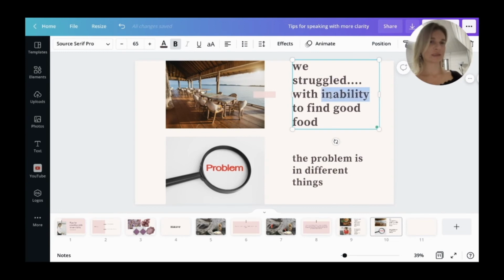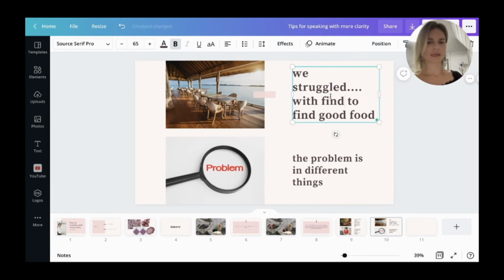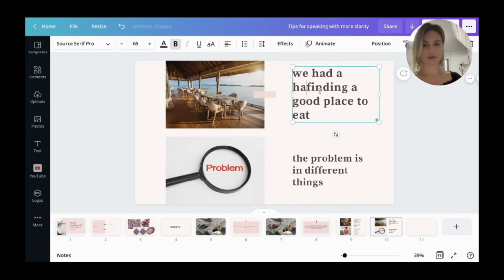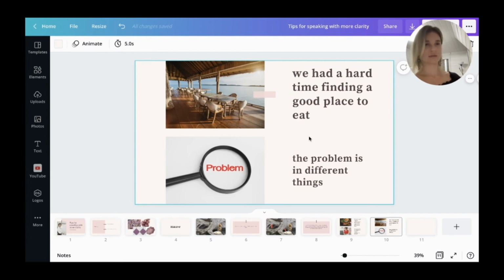But again, inability. We struggled with finding a good place to eat. I wouldn't say good food because that was not true. He was talking about restaurants, and it's not good food, it's a good place to eat or a good restaurant. But again, I don't like we struggled with finding a good place to eat, even though it sounds already better. But native speakers will probably say something like, we had a hard time finding a good place to eat.